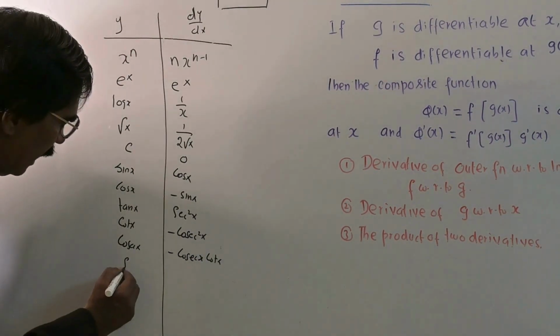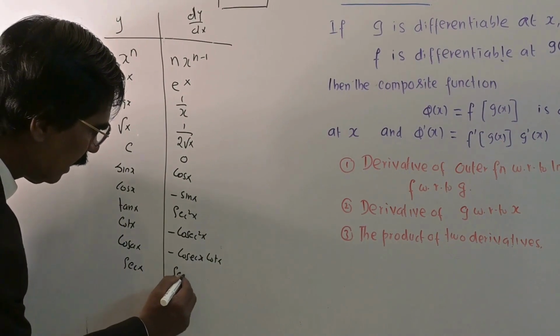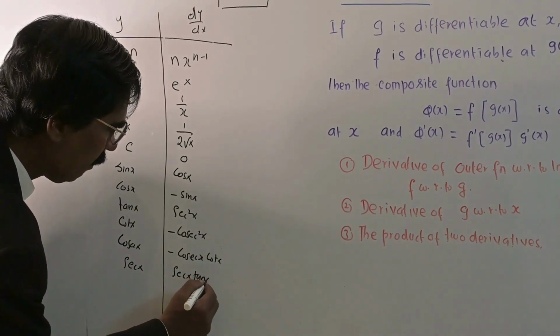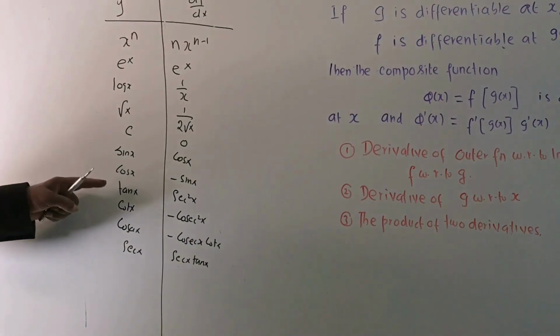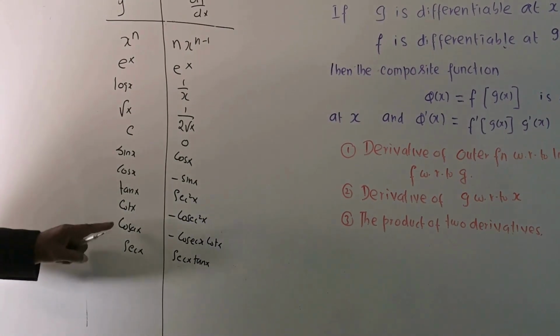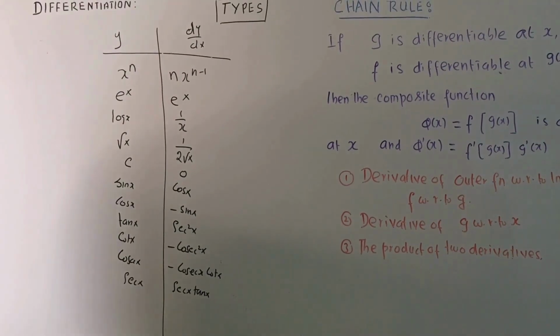And when you differentiate secant x, it is secant x tan x. So sin, cos, tan, cot x, cosecant x, secant x, all these six trigonometric ratios.